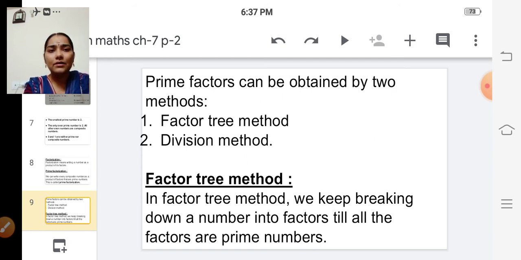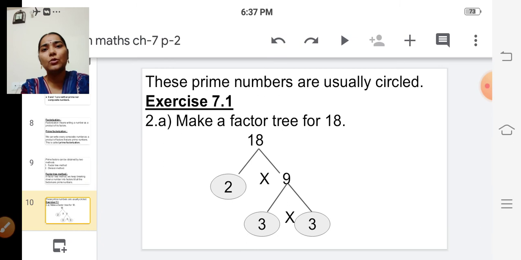In factor tree method, we keep breaking down a number into factors till all the factors are prime numbers. So we keep on breaking the number into factors until all the factors are prime numbers. We'll do some problems, then you will understand clearly. These prime numbers are usually circled. After getting prime numbers we circle them.